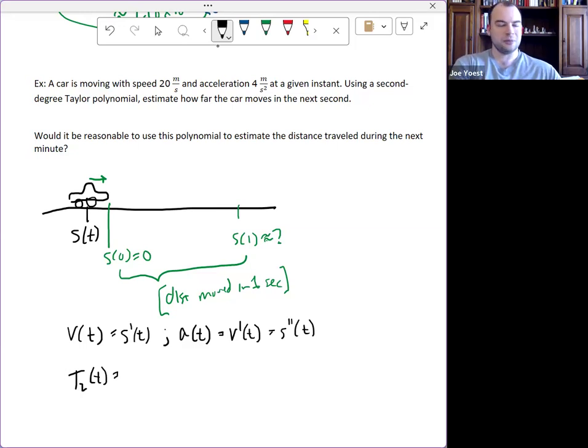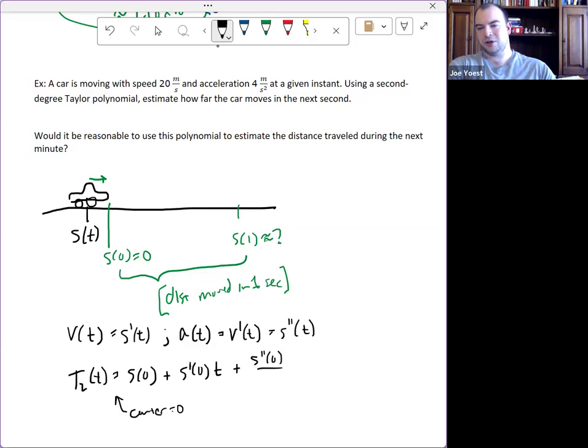The second degree Taylor polynomial is going to be, well, position s at 0, and center equals 0. So I suppose we could also call this a Maclaurin polynomial if we wanted to. It's going to be our constant, s of 0, plus s prime of 0 times t to the first, plus s double prime of 0 over 2, don't forget the over 2, easy to forget that, times t squared.